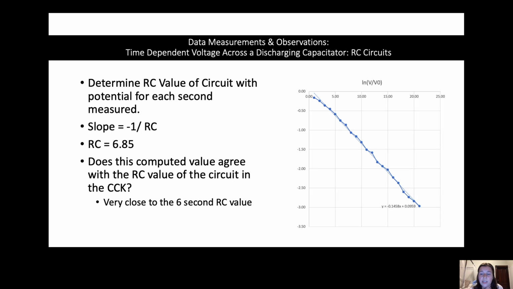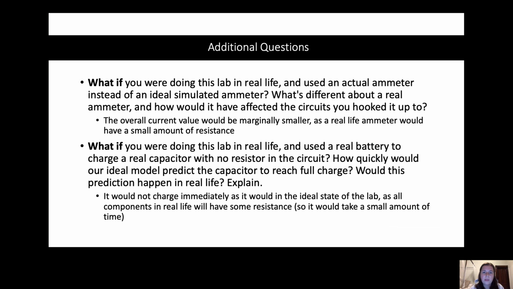Here, I'm determining the RC value of the circuit with the potential for each second measured and looking at ln V over V naught. I found the slope to be negative 0.1458. To find RC, we do negative 1 over that value, for a value of 6.85 for the RC. This does compare and agree with the RC value of the circuit in the CCK, because that was approximately 6 seconds. So 6 to 6.85, a small difference there.